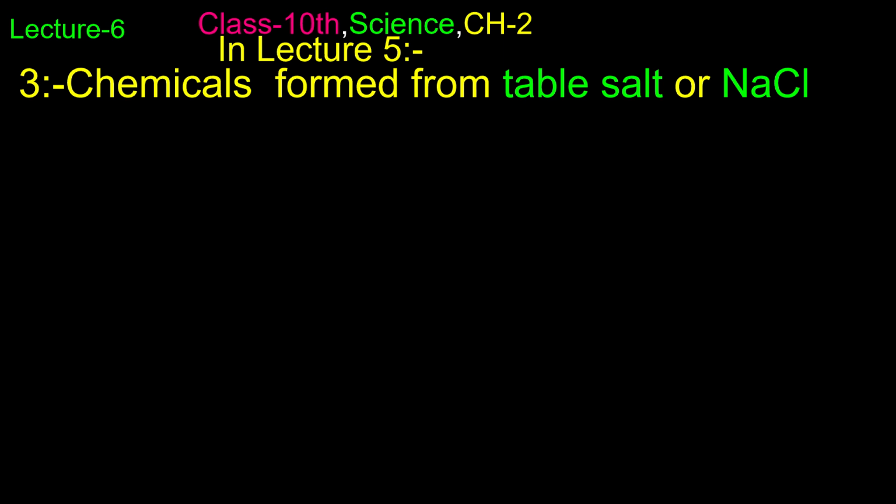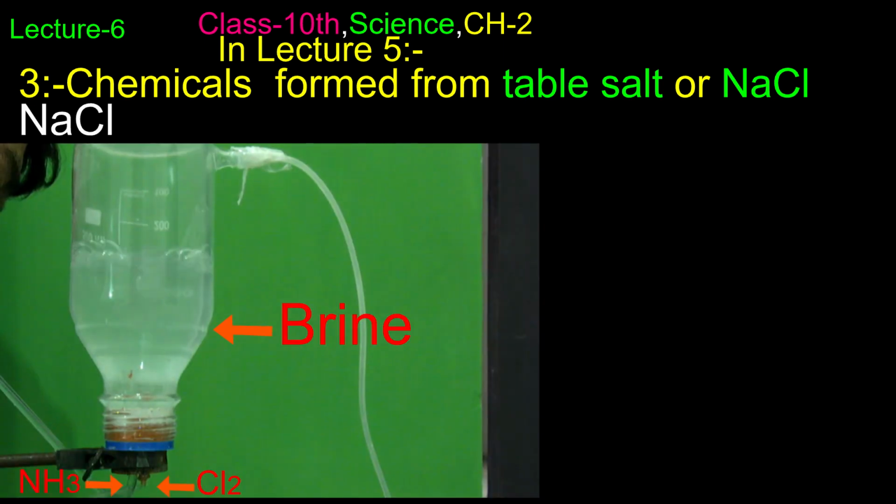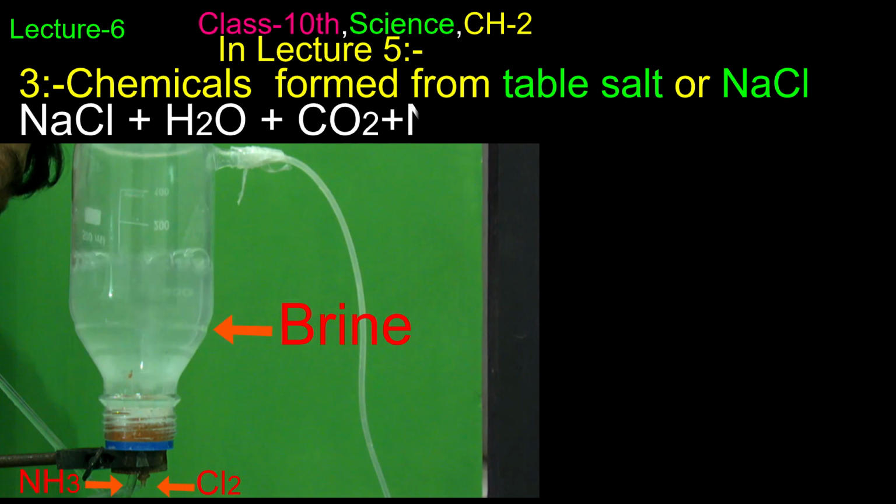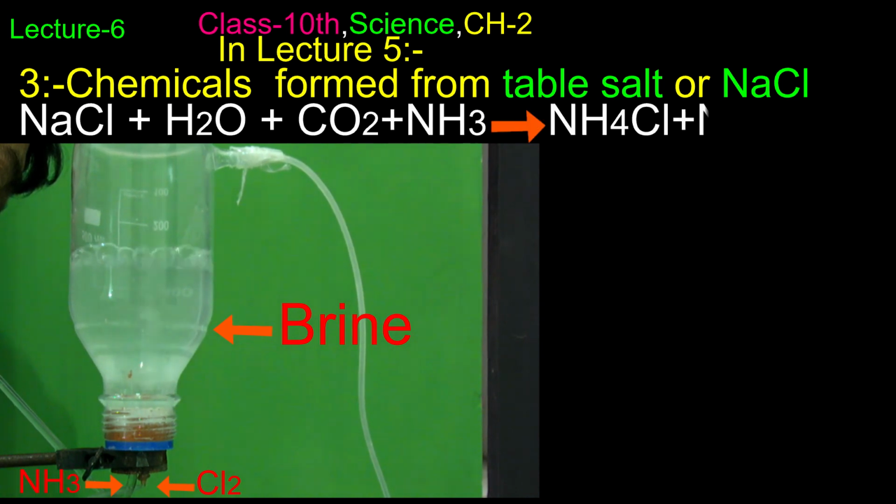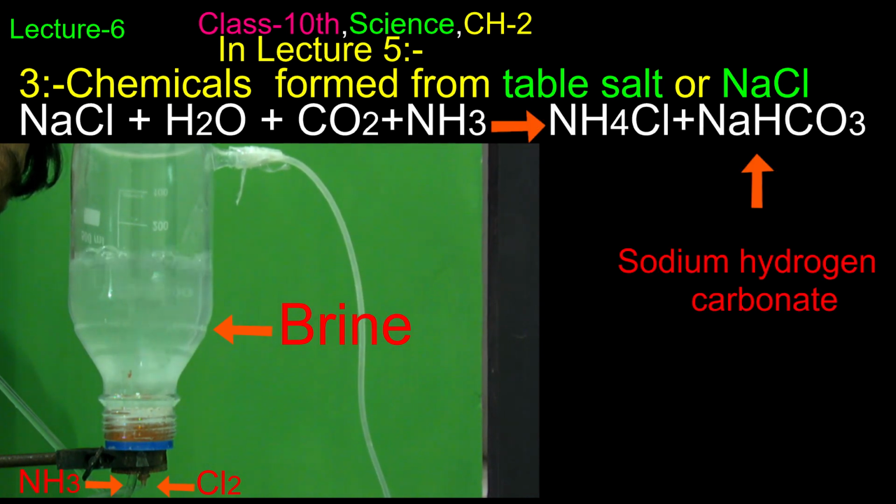After that, we studied the production of sodium hydrogen carbonate, which is prepared by passing carbon dioxide and ammonia through brine. The reaction is NaCl plus H2O plus CO2 plus NH3 produce NH4Cl plus NaHCO3, or sodium hydrogen carbonate.